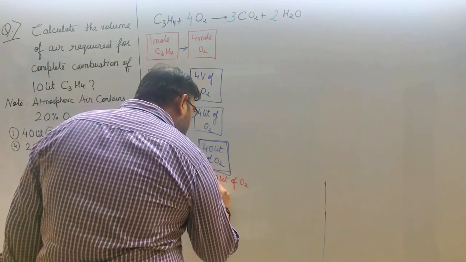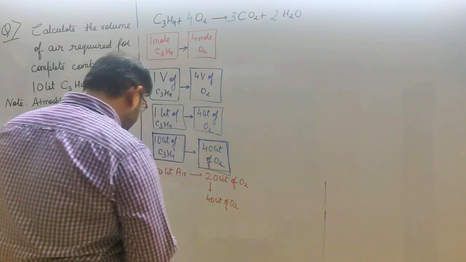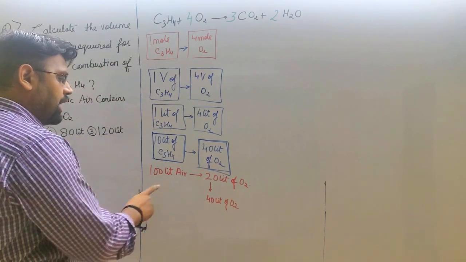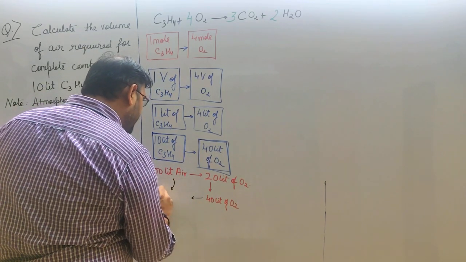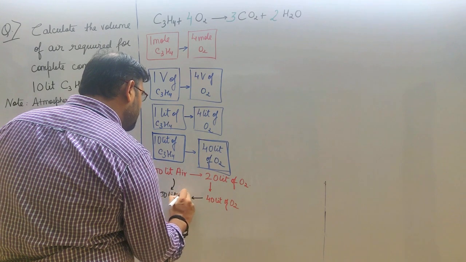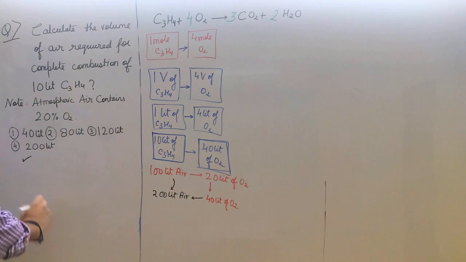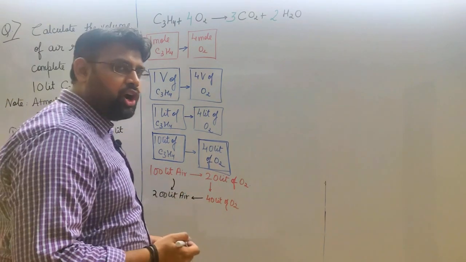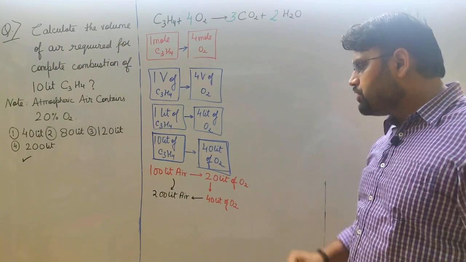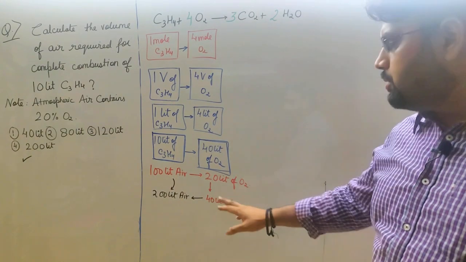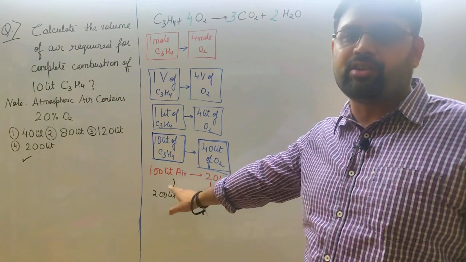So 100 liter of air will contain 20 liter of oxygen. Obviously we need air for 40 liters of oxygen. 100 liter contains 20 liter of oxygen, so for 40 liters, air should be 200 liters. I hope it is very clear. So the answer will be 200 liters of air. Let's solve it mathematically also, because here it was a very easy number. We have just doubled the quantity, 40 liters, so air is also 200 liters.